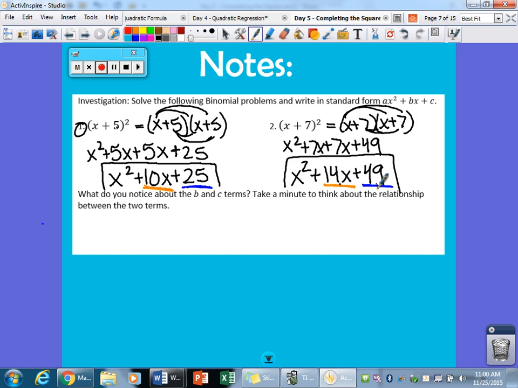So again, for the b term, you add, and for the c term, you multiply. It's going to work that way no matter what. So here's your theorem.